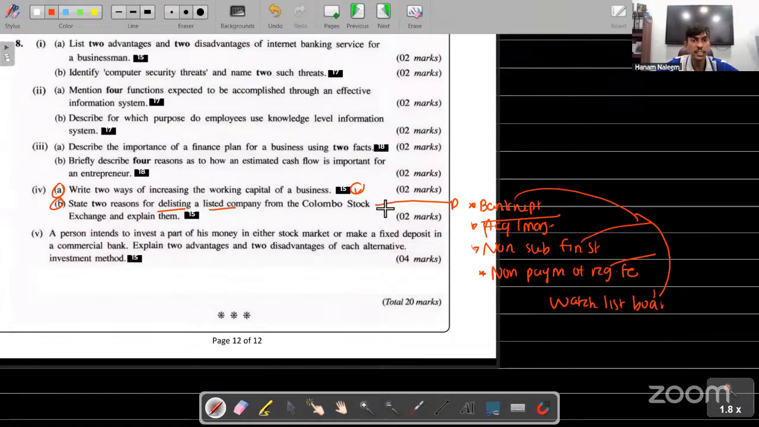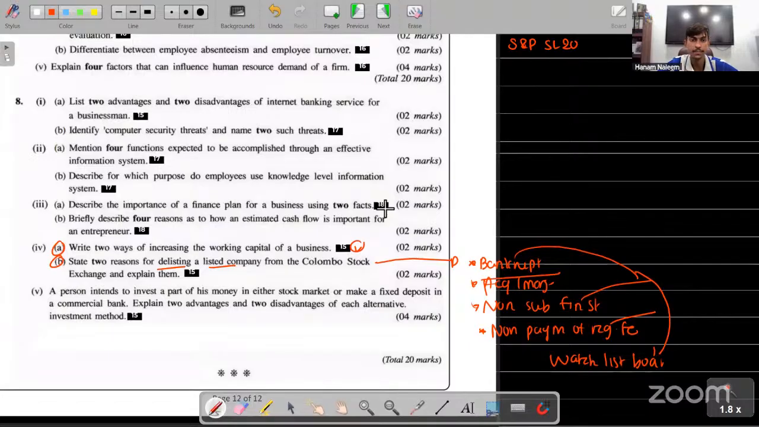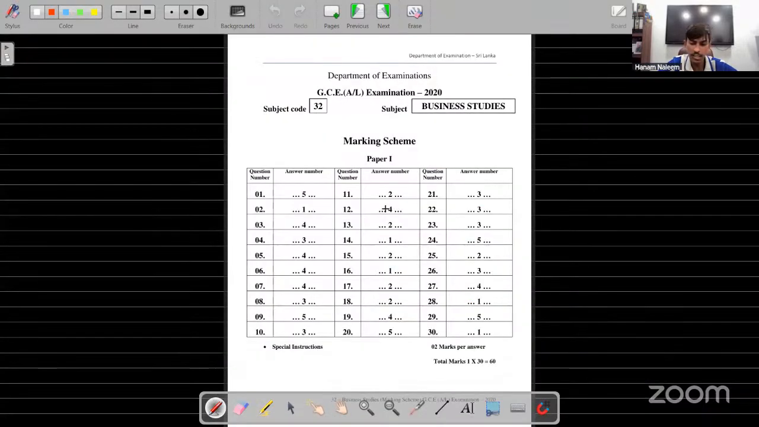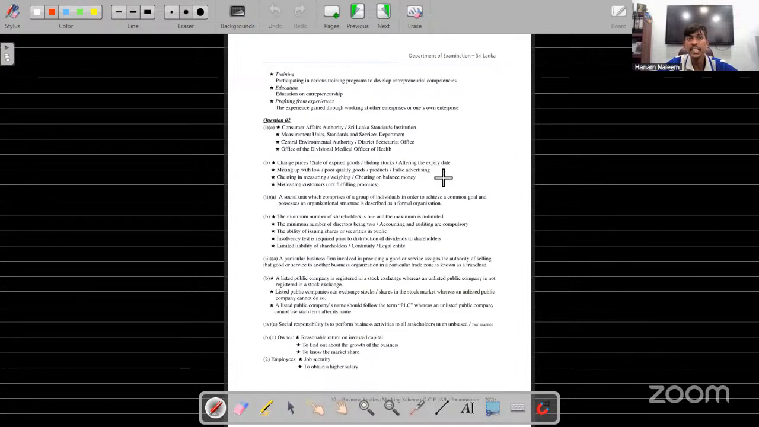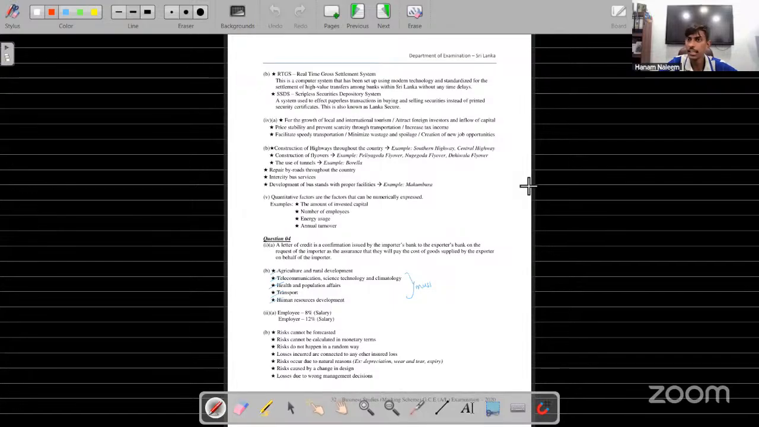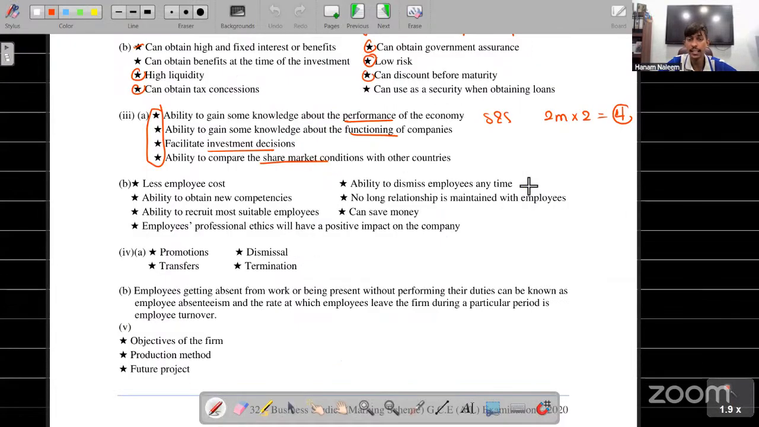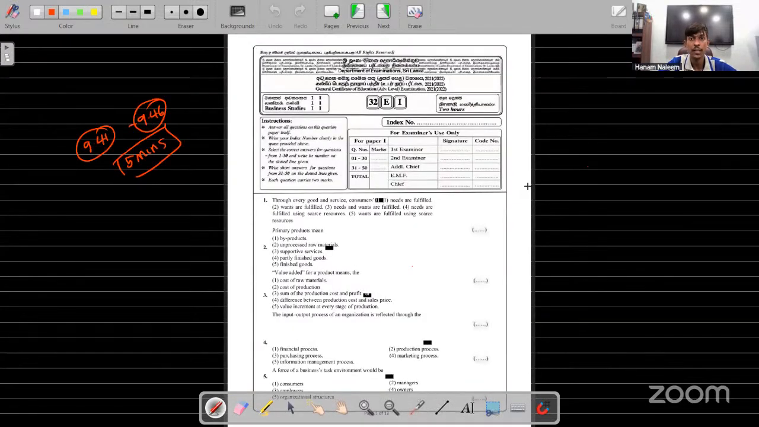Fine. So these are the situations where your company can be delisted. Yes, unethical trading practice is also correct. If you do something illegal, that will also make you delisted from the stock market. Recently, NDB faced a situation like that. They were delisted, but once again they were listed, because it's a bank name and billions of money is revolving.